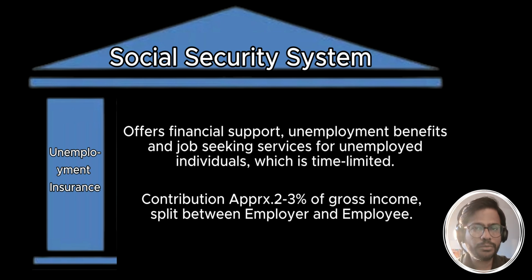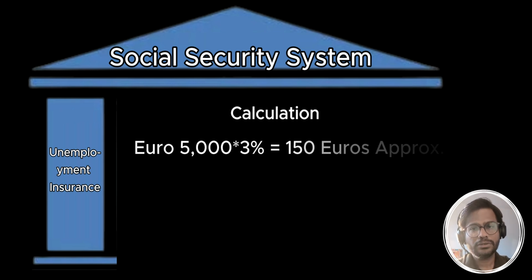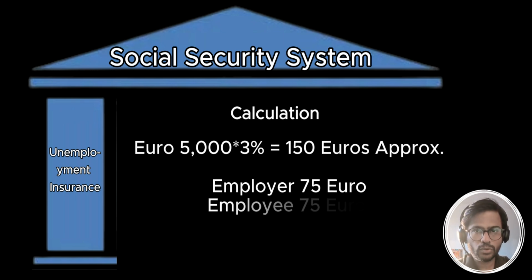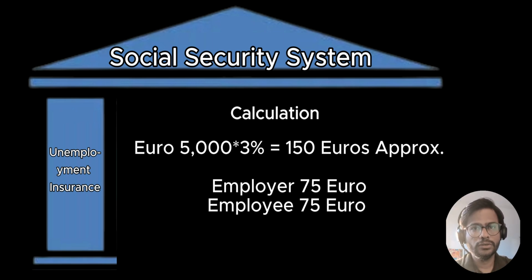So for this pillar you will be contributing around 2 to 3% of your gross income, which is further split between the employer and yourself. So the contribution is shared between you and your employer. Let's take 5000 as an example of your salary. 3% of 5000 will be around 150 euros. Of that 150 euros, you will be paying only 75 euros from your salary. That will be your contribution towards unemployment insurance.